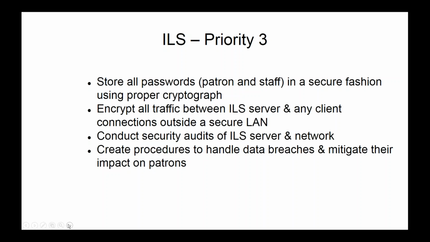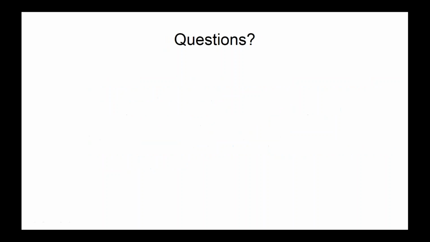And so we need to move to where those are encrypted and protected, either built into the client if that's available from the vendor, or using something like a VPN tunnel. And then conduct security audits of your ILS server and network to make sure it's as secure as possible. And once again, create procedures to handle data breaches and mitigate their impact on patrons. Next slide.